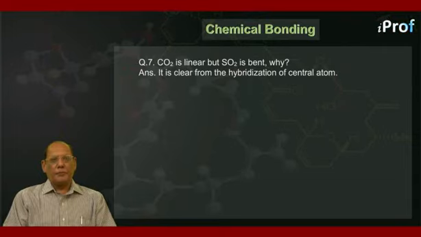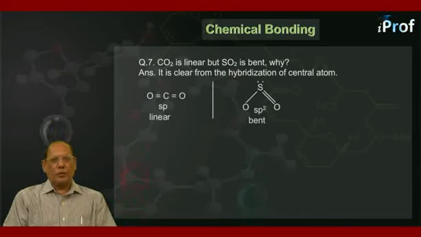The answer is, it is clear from the hybridization of the central atom. Look into their structures. In carbon dioxide, carbon is sp hybridized, while in SO2, sulfur carries a lone pair, therefore it is sp2 hybridized, and hence the molecule is a bent molecule.